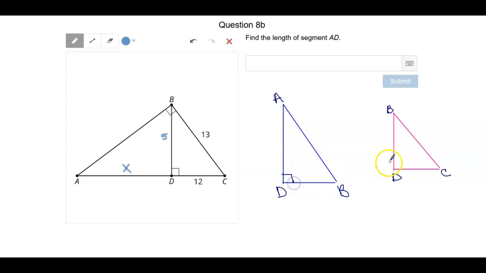So we've got right angles here and here. I know that BD is 5. I know that DC is 12. And I know that BC is 13. In this triangle, I'm looking for AD, and I know that BD is 5 because this segment here is the same as this segment right here. So I have two similar triangles.